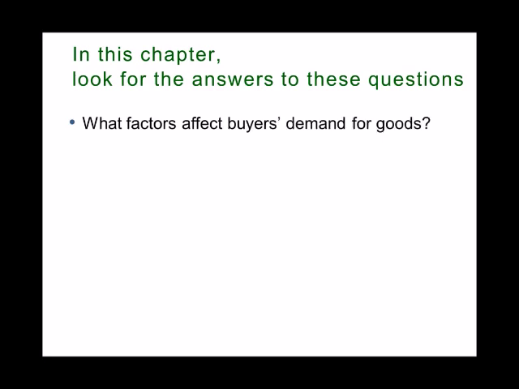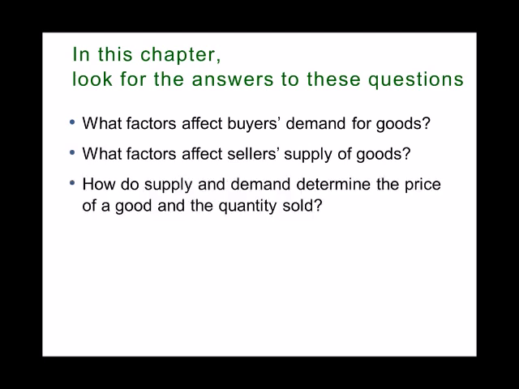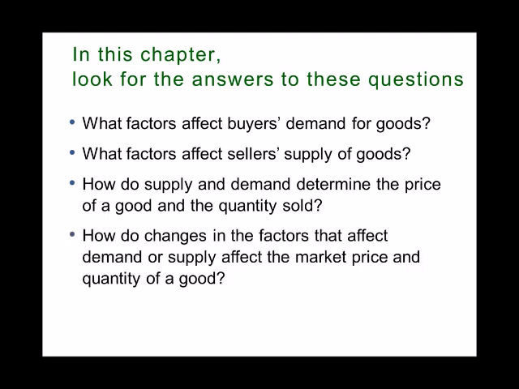So in this chapter, what we're going to look at is what factors affect the buyer's demand for goods, what factors affect the seller's supply of goods, and then we're going to see how the supply and demand together determine the price and quantity that is sold in the market. And then we're going to see how changes in the factors that either affect demand or supply can change the market price and quantity.